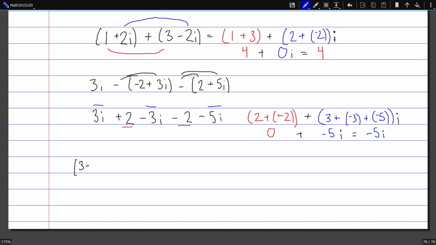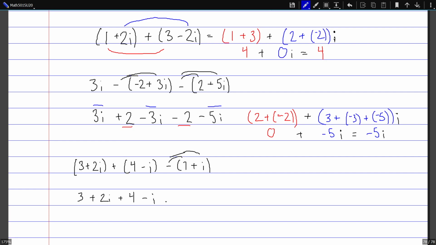Here we have 3 plus 2i plus 4 minus i minus 7 plus i. Same thing as before. I'm going to go ahead and distribute this negative to both parts so I can focus on just addition of reals with imaginaries. So this is 3 plus 2i. I can drop the parentheses as well. Plus 4 minus i minus 7 minus i.